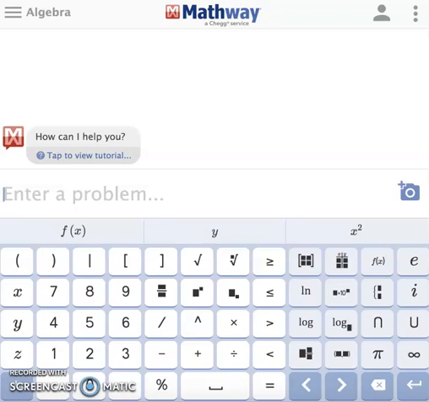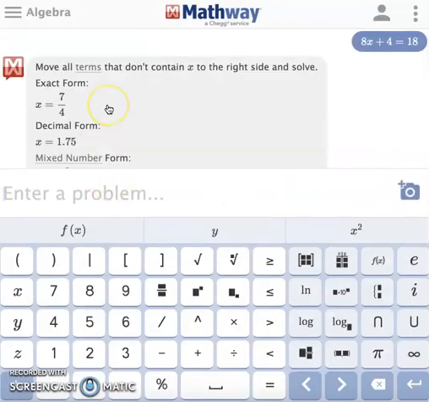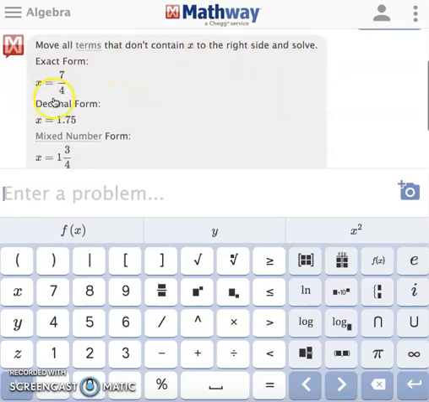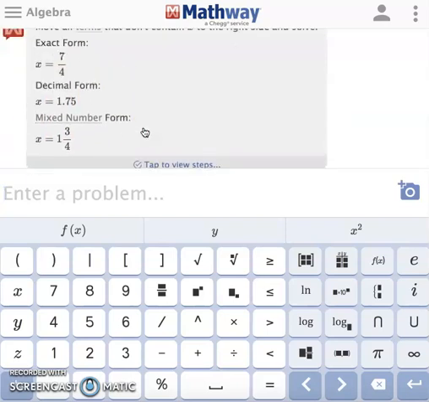So I'm going to start off by showing you guys just some simple things that we could do on here. We can do something as simple as 8x plus 4 is equal to, let's say, 18. I'm going to go ahead and hit submit, and it's going to solve for x, and it says move all terms that don't contain x to the right side and solve, and it gives the exact form, the decimal form, mixed number form, any one that you're needing.